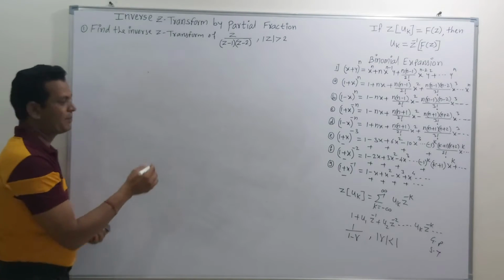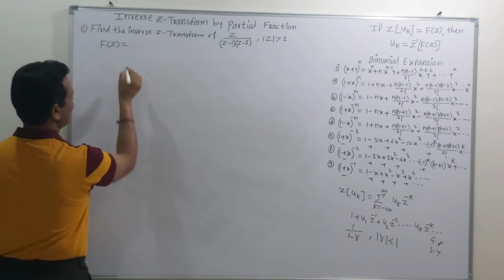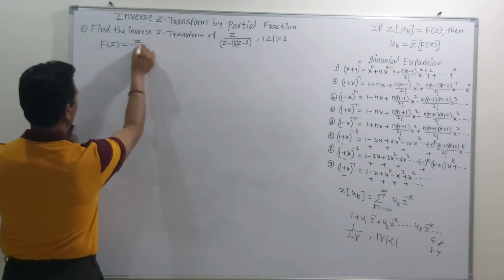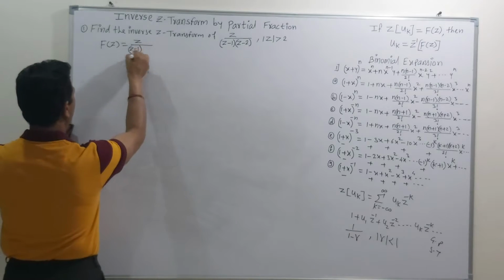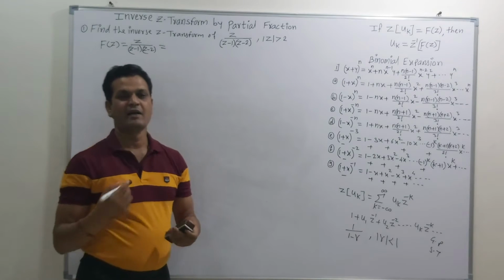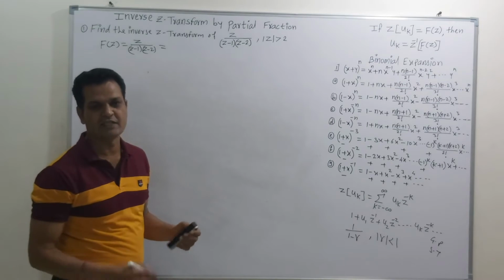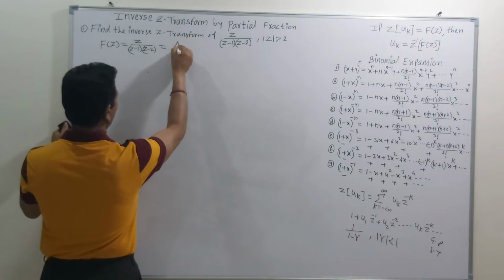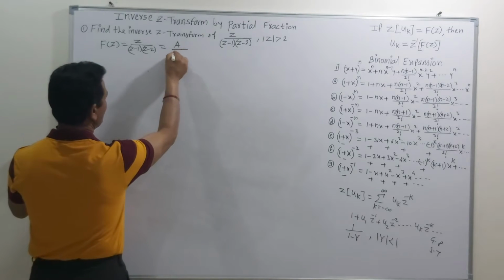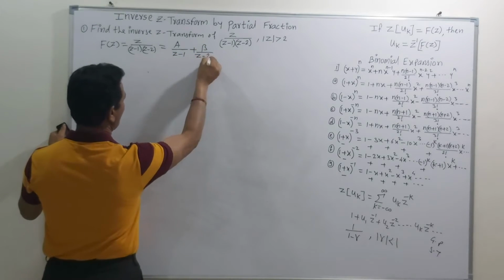So let's first do the partial fraction of this term. Let's denote this given function by f of z, which is z upon (z minus 1)(z minus 2). Friends, observe that these factors are linear because the power of z is 1, and they are non-repeated, so the first and second factors are different. So we can write the partial fraction for linear and non-repeated factors. The first factor is a upon z minus 1 plus b upon z minus 2.